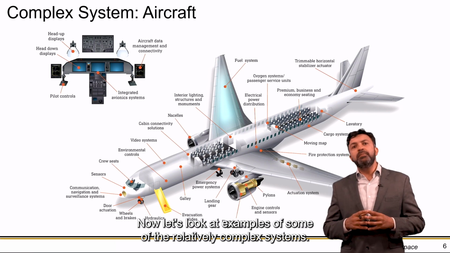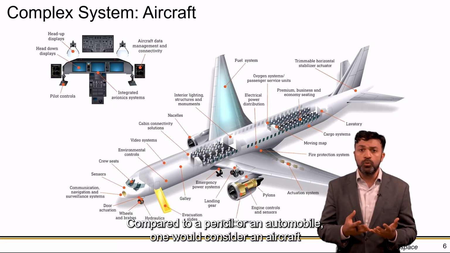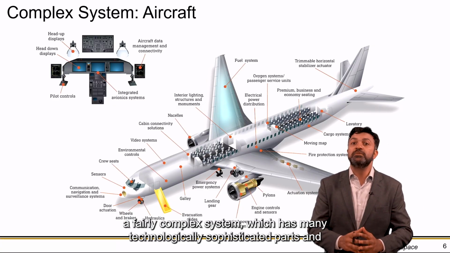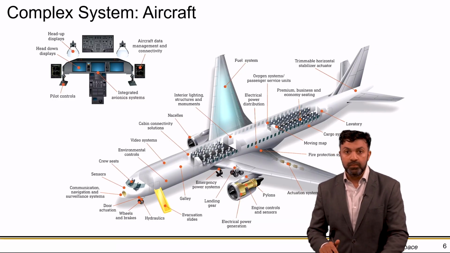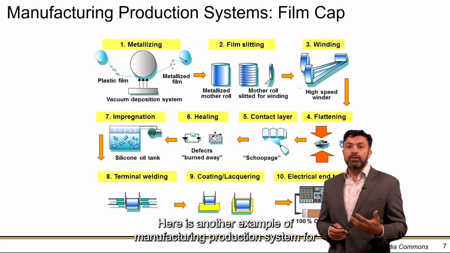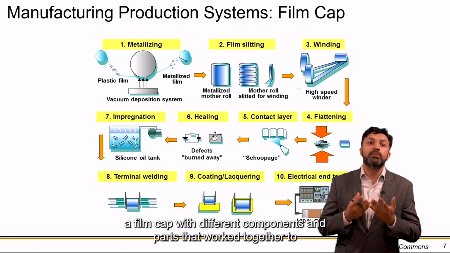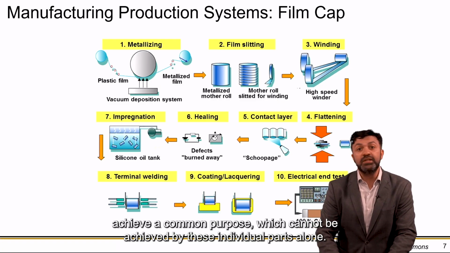Now let us look at examples of some relatively complex systems. Compared to a pencil or an automobile, one would consider an aircraft a fairly complex system which has many technologically sophisticated parts and many interdependencies. Here is another example of a manufacturing production system for a film cap with different components and parts that work together to achieve a common purpose, which cannot be achieved by these individual parts alone.